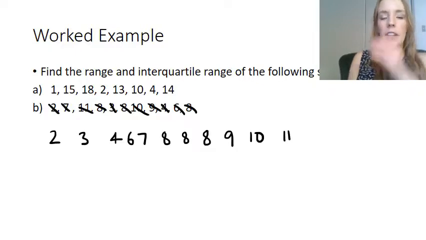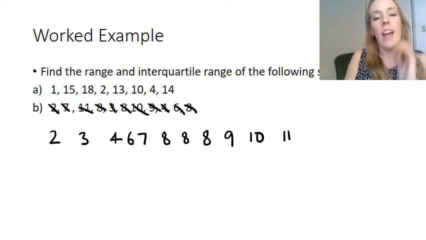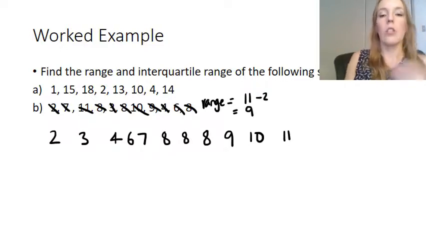Okay, so that's all our data in ascending order. So now we're going to, oh, I forgot to find the range. So we're going to find the range first, sorry. And our range is our upper value, take our lower. So 11, take 2, which leaves us with 9. So our range would be 9.